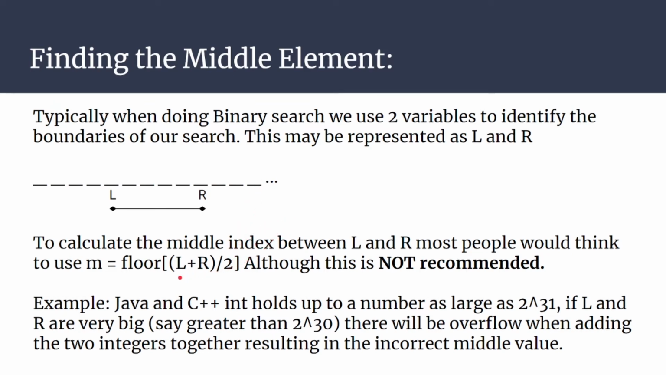So say, for example, L plus R is equal to 13. 13 divided by 2 is equal to 6.5. We round down though, so it's just equal to 6. But this is not recommended.